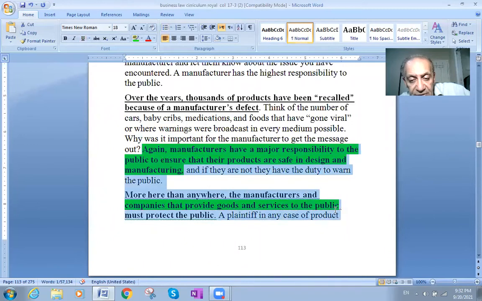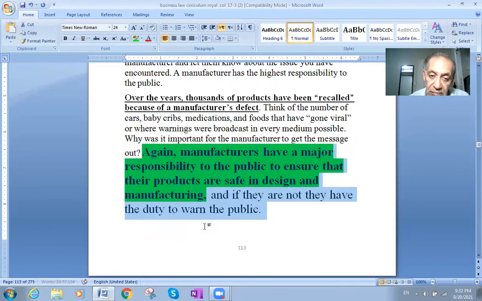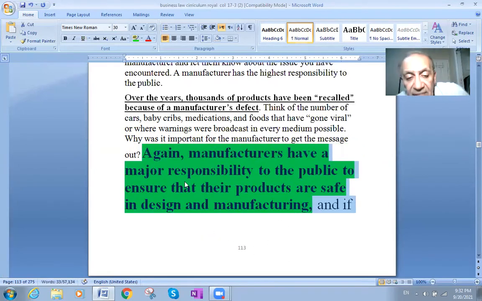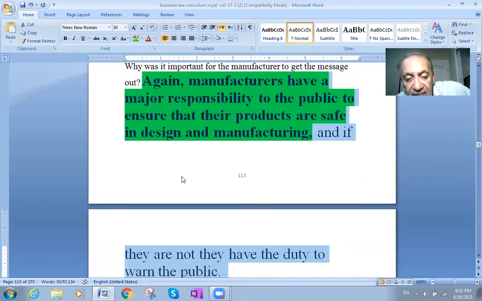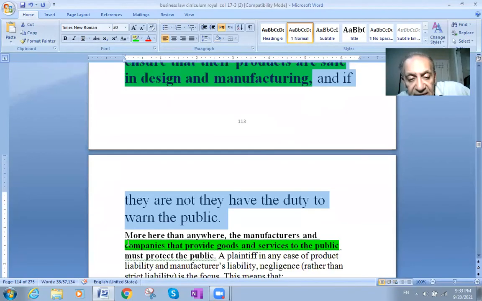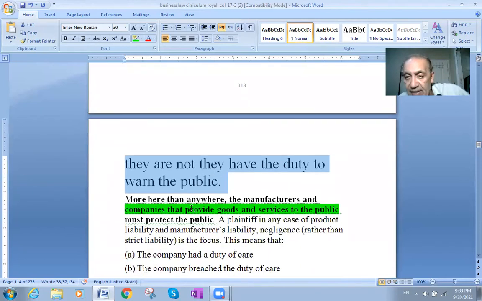Now we will start to take these two sentences. Manufacturers have a major responsibility to the public to ensure that their products are safe and designed and manufactured properly. And if they are not, they have the duty to warn the public. So if I produce a product, the business law is telling me to let people know about this product honestly, without telling them lies. If this product harms people, then in that case, I have to withdraw it from the market and adjust it.